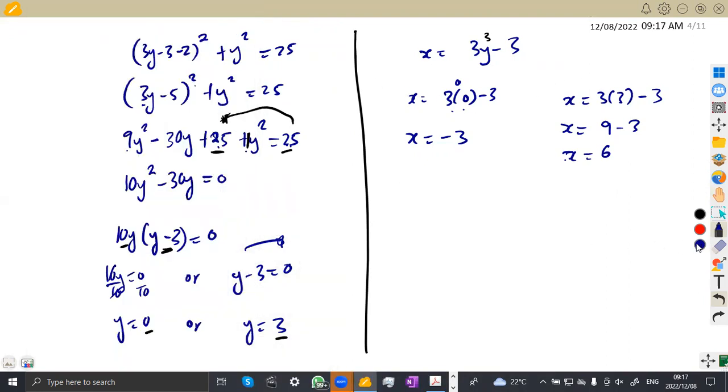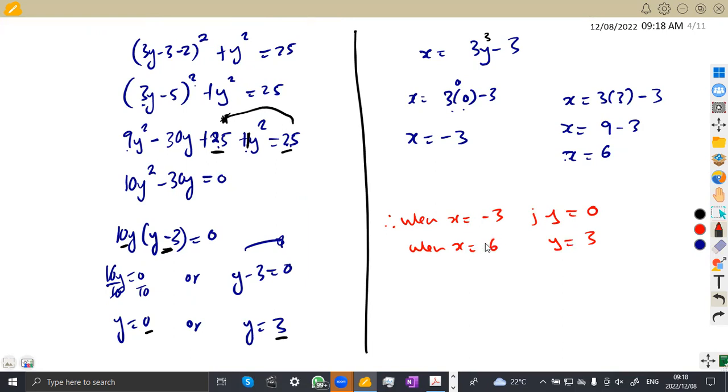So therefore, these are the solutions that you're going to have. So therefore, x is equal to negative 3 and y is equal to 0. Or you can write it this way. There are so many ways that you can write this. You can easily state when x is equal to negative 3, y is equal to 0, okay? And when x is equal to 6, y is equal to 3.